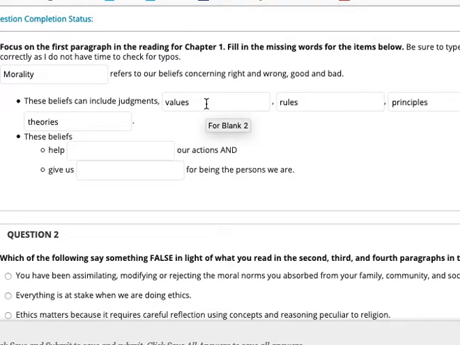When you're doing fill in the blank, I'm often having you focus on recognizing words that name fundamental and powerful concepts. So what I'm saying here then is that morality is a fundamental and powerful concept, as is judgments, values, rules, principles, and theories. These are all really important terms in the philosophical approach to ethics.